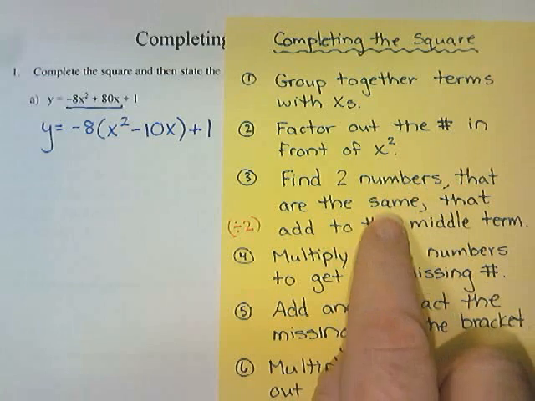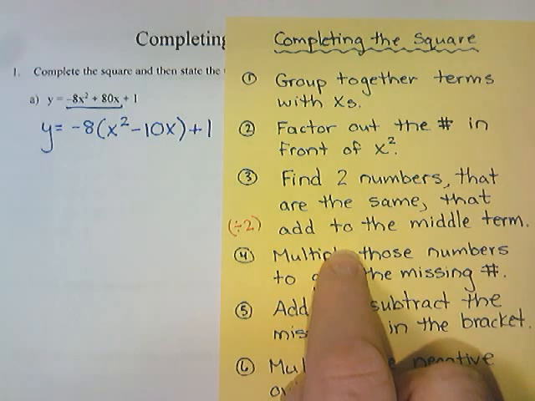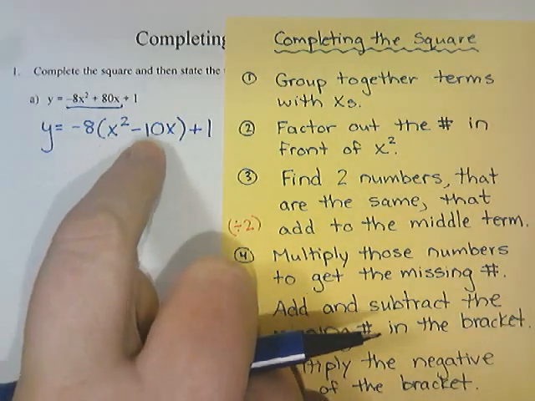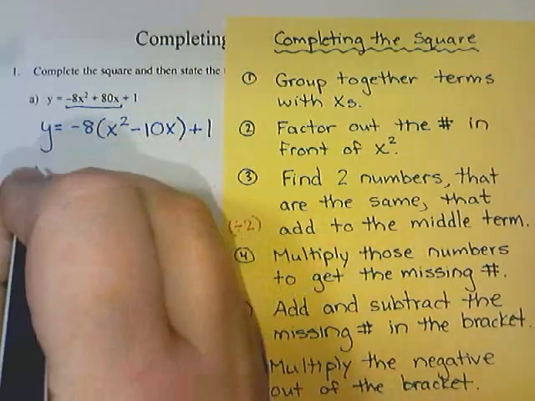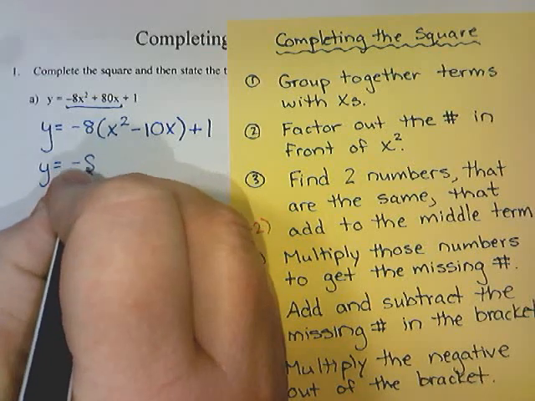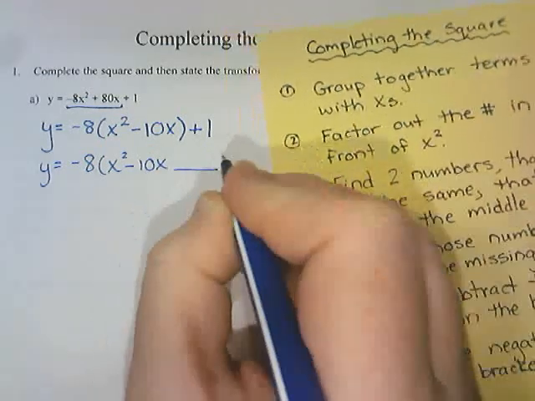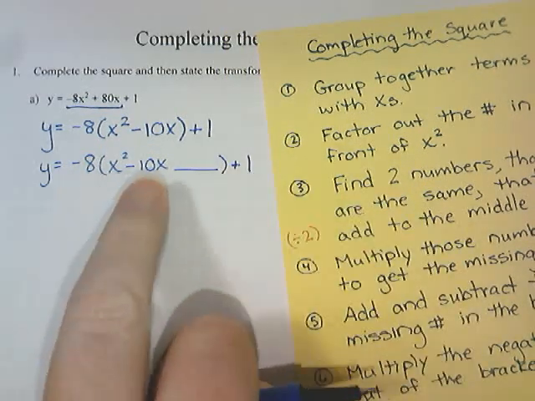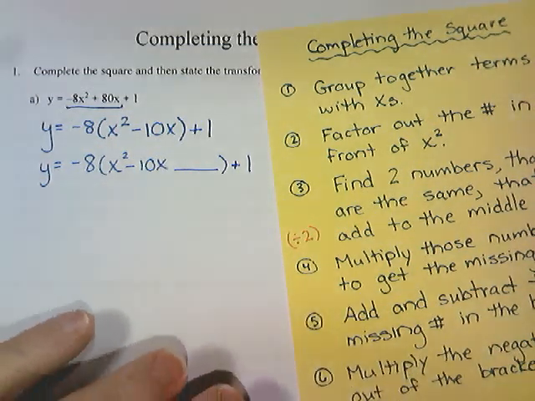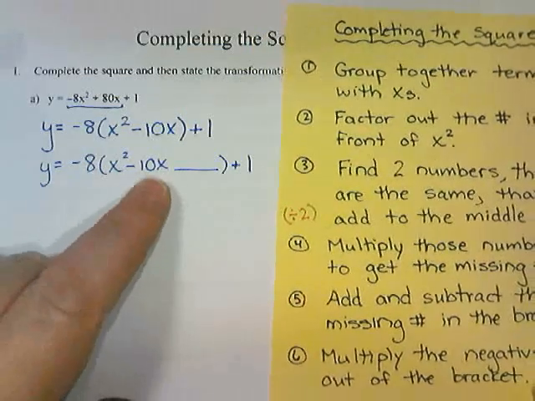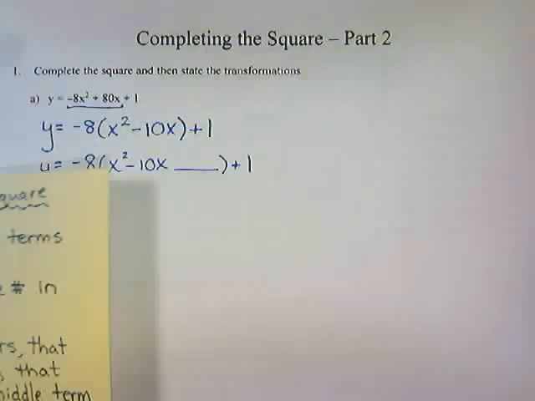All right. So our next step says find two numbers that are the same that add to the middle term. So right now I have two terms inside this bracket, and I would like there to be 3. So I would like to find a way to stretch this out to be x squared minus 10x and then a number. Because eventually I would like to be able to factor this, so I need to have a complete trinomial there to factor. So off to the side, we are going to look for two numbers that are the exact same number that add to the middle term of negative 10.